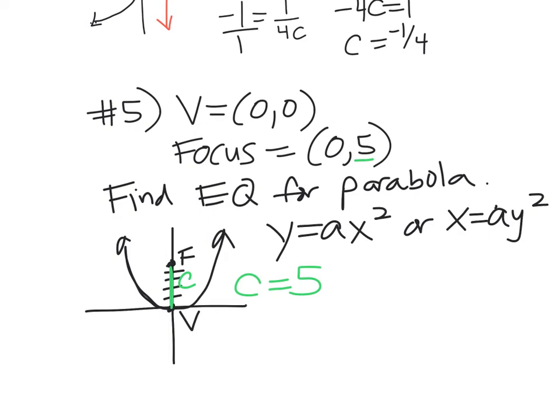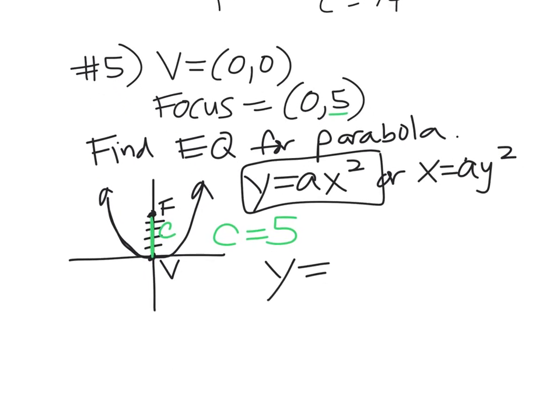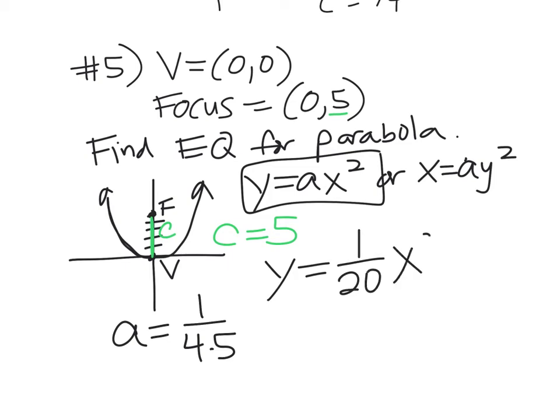Okay, we're ready. We have everything. y equals, we're using this one right here. y equals ax squared. Remember that formula I gave you? Every single problem. So a is equal to 1 over 4 times c. What's c? 5. So a is what? 1/20th. And that's the equation of the parabola.